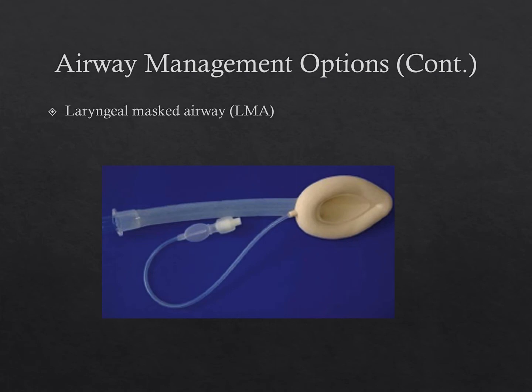Another option for airway management are LMAs. So these are usually done for procedures that are pretty short, and they will actually put this in. You can see a picture here. These do come in a couple different sizes. We do have small ones for pediatric patients, but typically adults will get a size 3, 4, or 5.